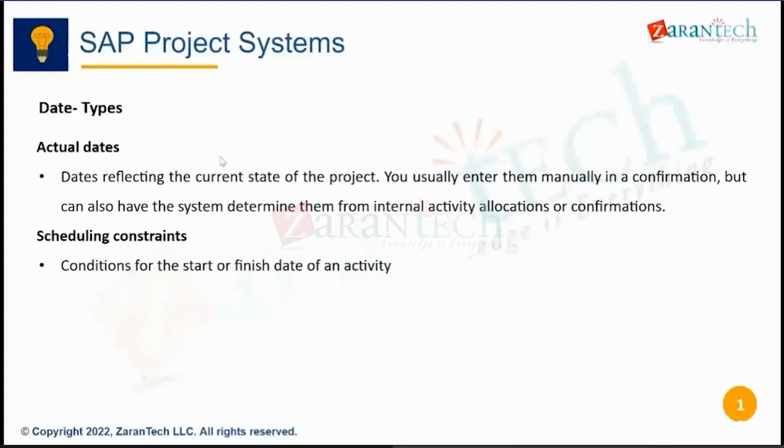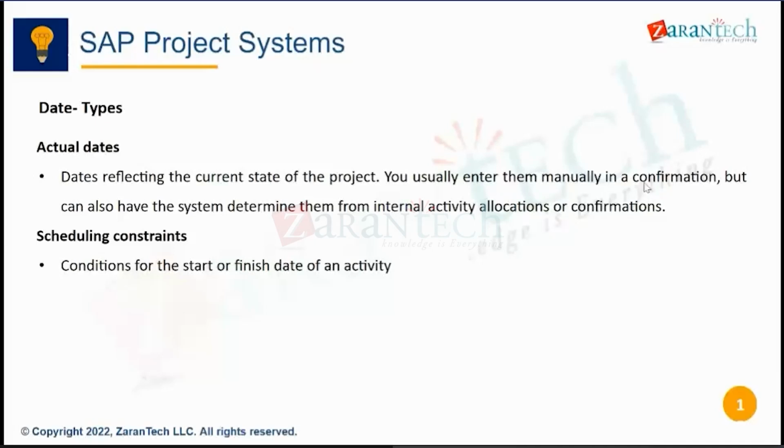Now actual date is at the time of execution. It reflects the current state of the project. Let's say out of my 10 activities, I have completed the first activity 100%, second activity I have completed 50%. So I need to enter this information into the system that my first activity is 100% complete, second is 50% complete. That is what I do using activity confirmation.